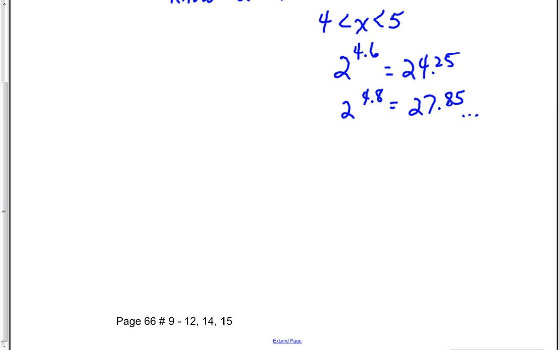And some for you to try, page 66, 9 to 12, 14, and 15.